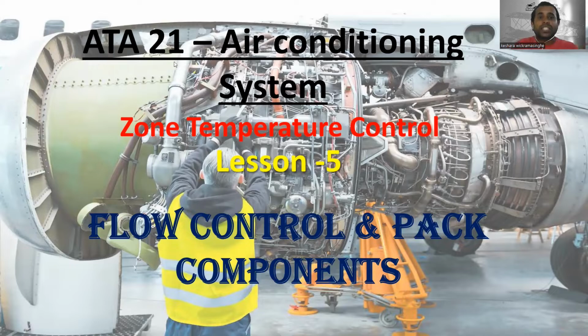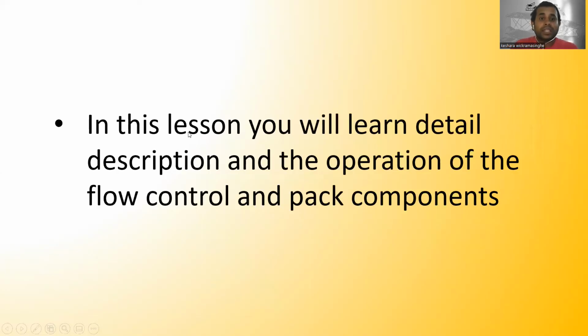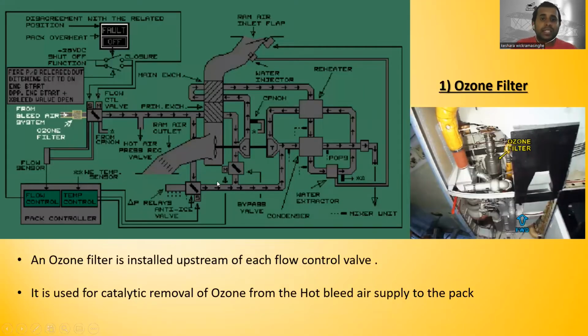All right, so today's topic is chapter 21 air conditioning system, zone temperature control, lesson number 5. This is called flow control and pack components. In this lesson, you will learn the detailed descriptions and the operation of the flow control and pack components. You can see here is the air conditioning system.